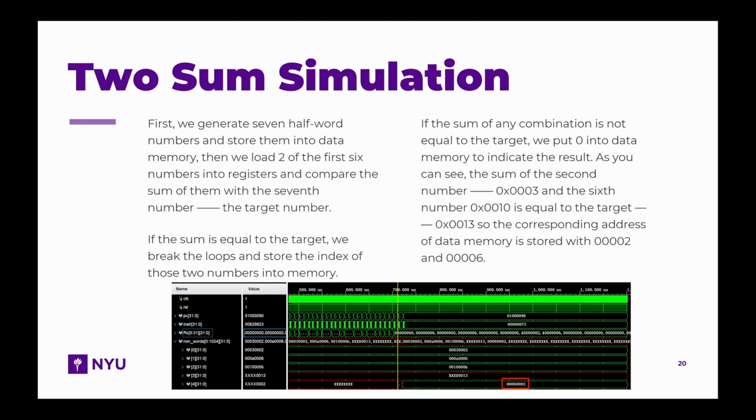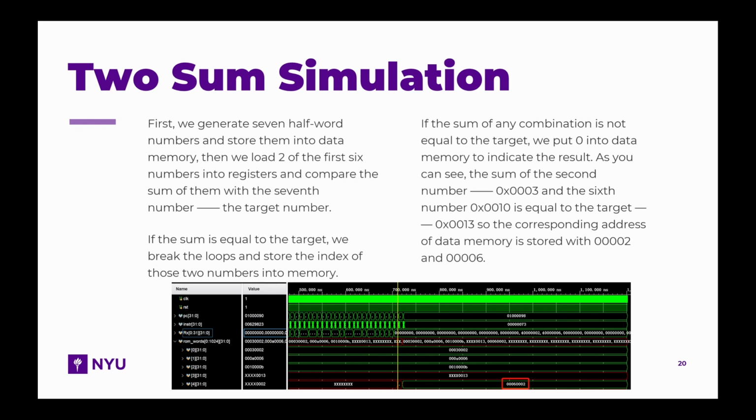So first we load the first two numbers into registers and compare the sum, and then we change the second number from number 2 to number 6, and then we do the summation and compare it with the target number for each loop. But this is the inner loop. We still need an outer loop. So there will be two loops. In the outer loop, the first number will change from number 1 to number 5, because we don't need to change it to number 6, since we only allow two different numbers to do the summation.